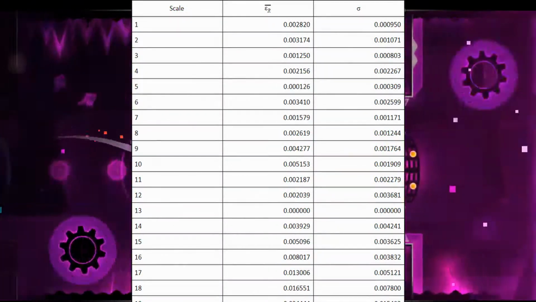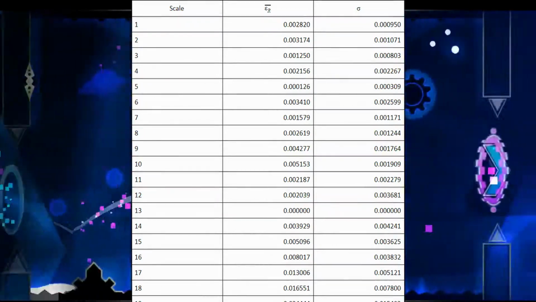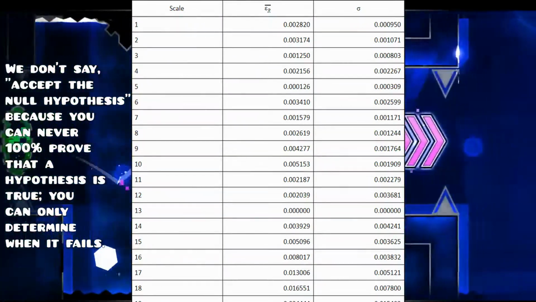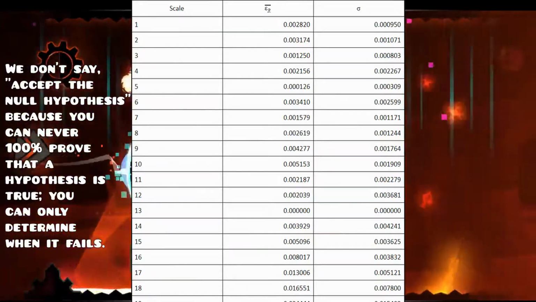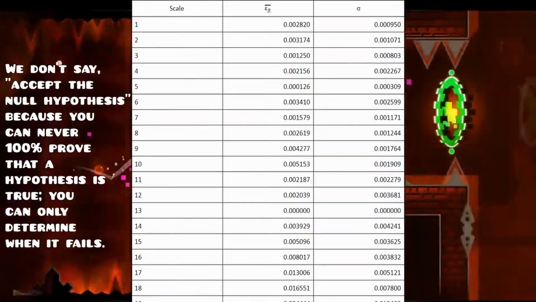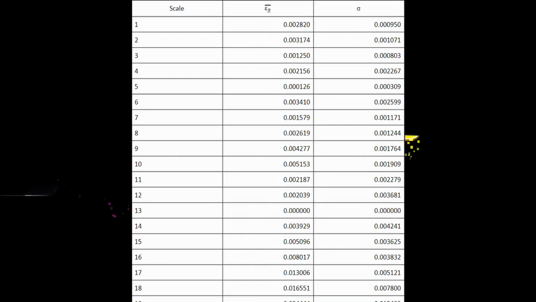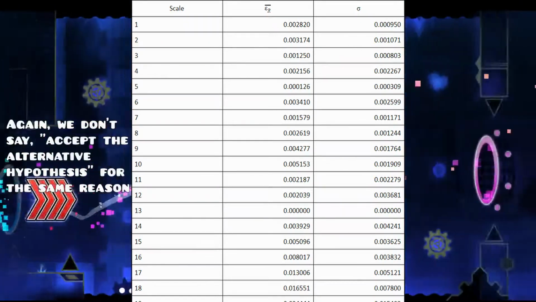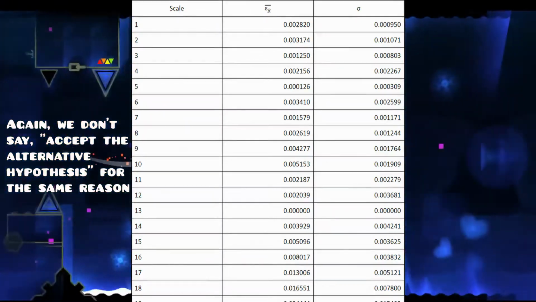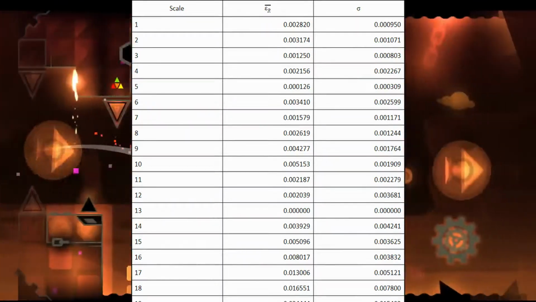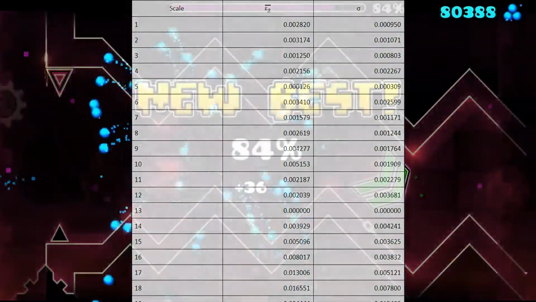Looking at the data, we can see that for scales 1 to 16, we fail to reject the null hypothesis because the relative errors are all less than or equal to 0.01. However, for scales 17 to 19, we can clearly see that we can reject the null hypothesis because the relative errors of such are greater than 0.01.